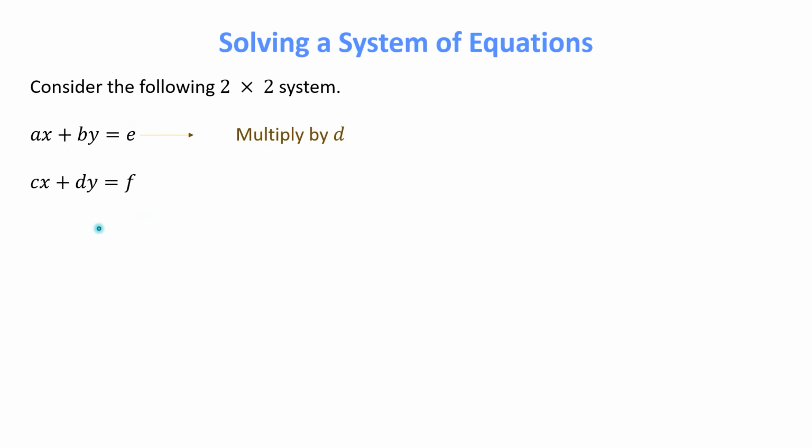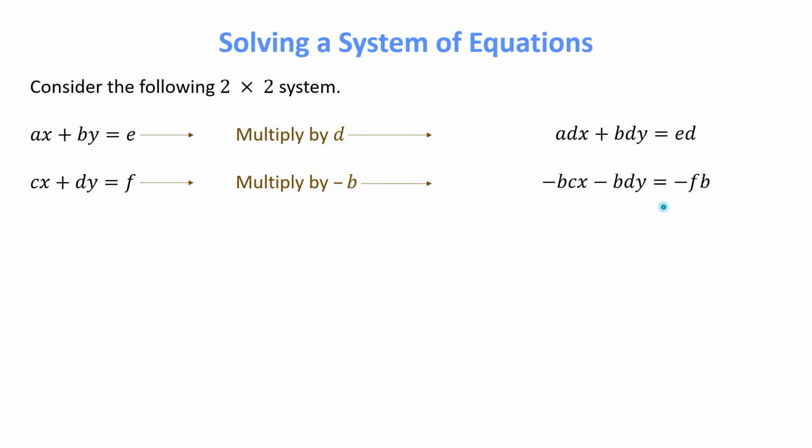Now we want to solve this system, so we will multiply the first equation by d to give us the following. And the second equation, we're going to multiply by minus b to give us the following. The reason we did this is because we're trying to eliminate the variable y. As we can see, in the first equation we'll have the term plus bdy, and in the second equation, we have the term minus bdy. So therefore, we can solve for x by elimination.